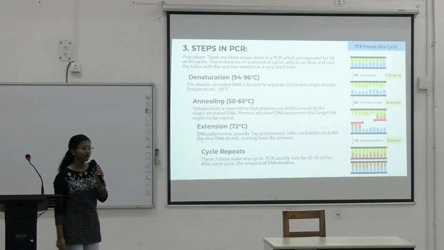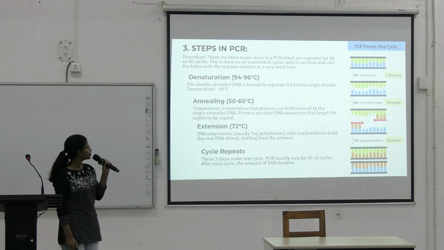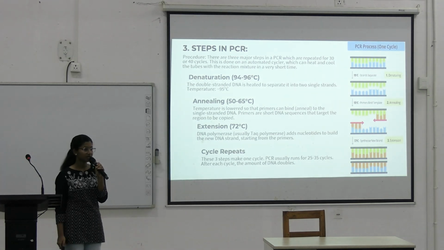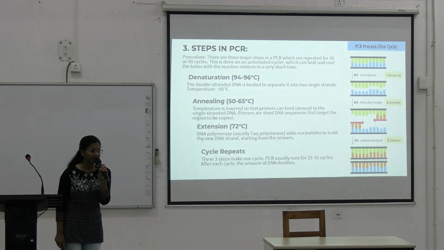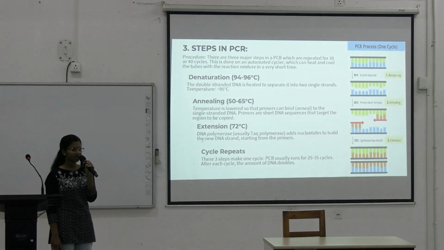Thank you. When we talk about the components of PCR, we should also talk about the steps in PCR. There are mainly 3 major steps in PCR, which are repeated over 30 or 40 cycles. The first step in PCR is denaturation. In denaturation, the double-stranded DNA is heated up to 95 degrees Celsius to make 2 single-stranded DNAs.